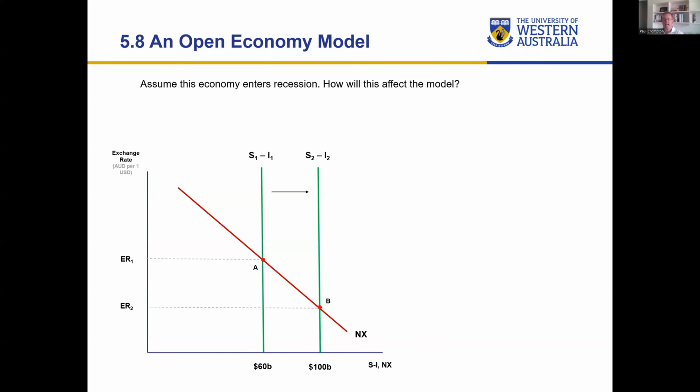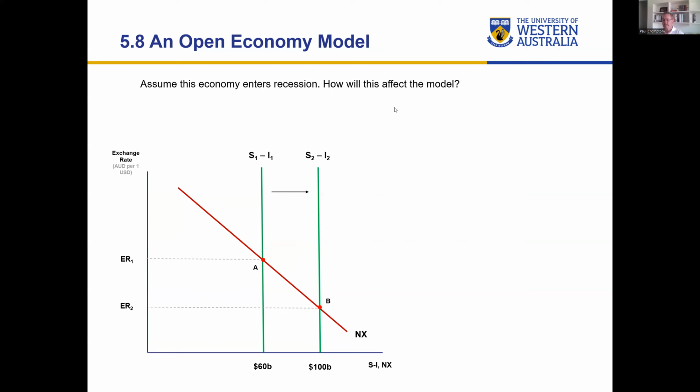Okay, second last slide. How do you then use this model? Well, we'll start off at the same point here, point A, and we're assuming that Australia enters a recession. How will this affect the model? Okay, let's start off with, we've got four variables in this model that could be impacted by the recession. The first is savings, the second is borrowing, the third is exports, the fourth is imports. Remember, NX is equal to X minus M.